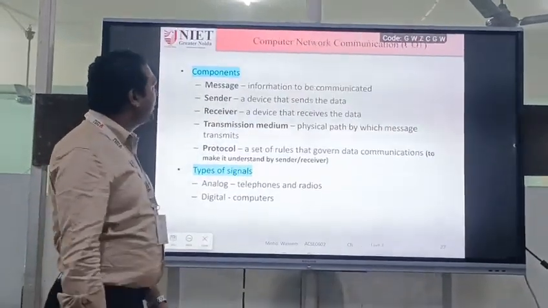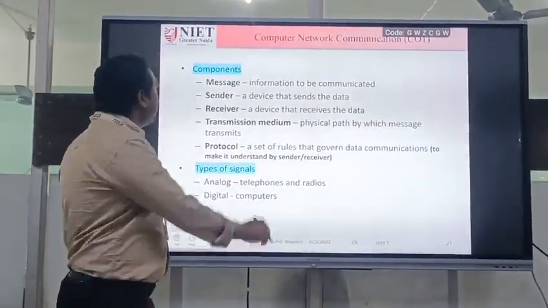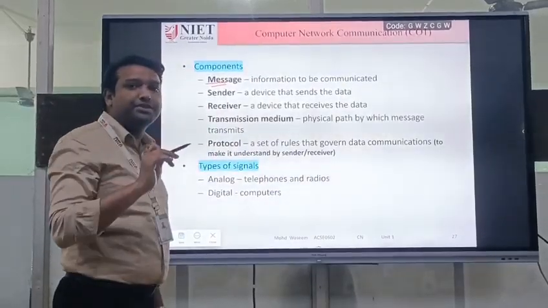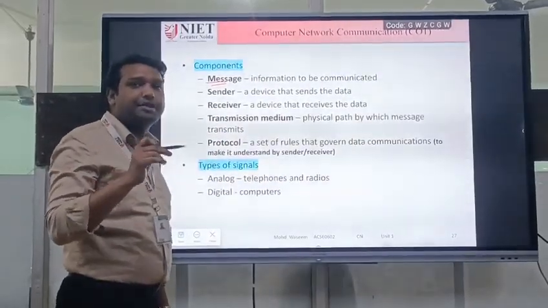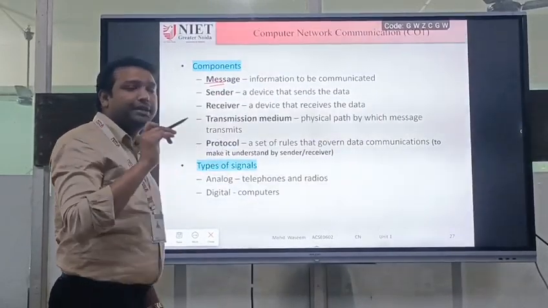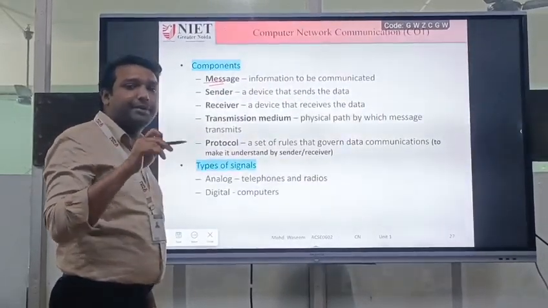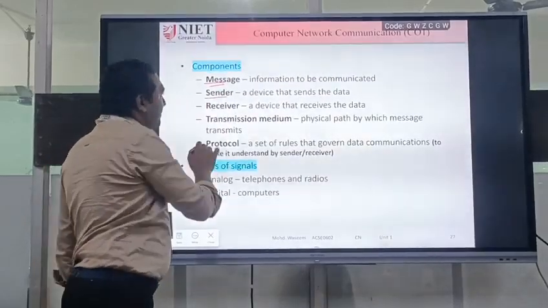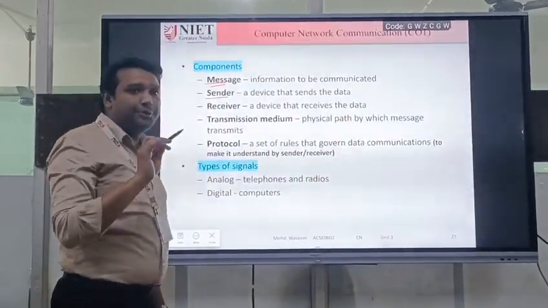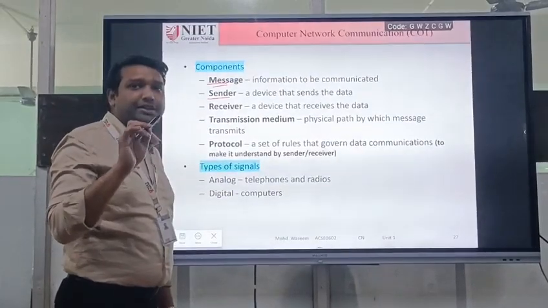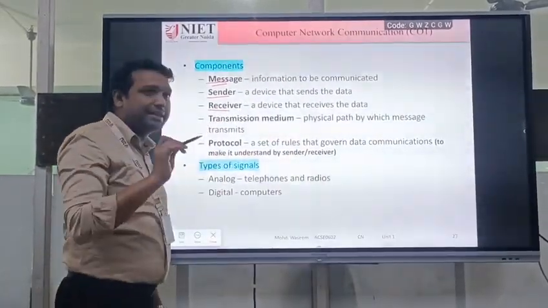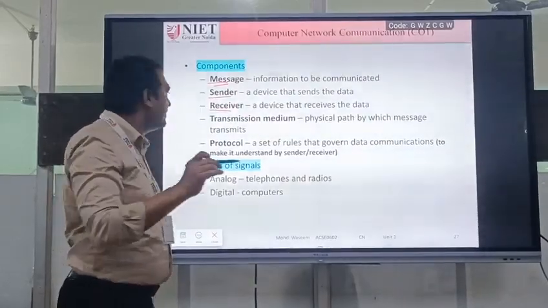Now we are going to study the components of the computer network. First one is message. What is a message? Information to be communicated. Whatever information we need to transfer and receive is called a message. It can be anything, in the form of bits. It can be images, pictures, audio, and video. Next one is sender, the device that sends the data. Whatever computer is sending the data to the other or destination device is called the sender. Next one is the receiver. The device that is receiving the data is called the receiver.